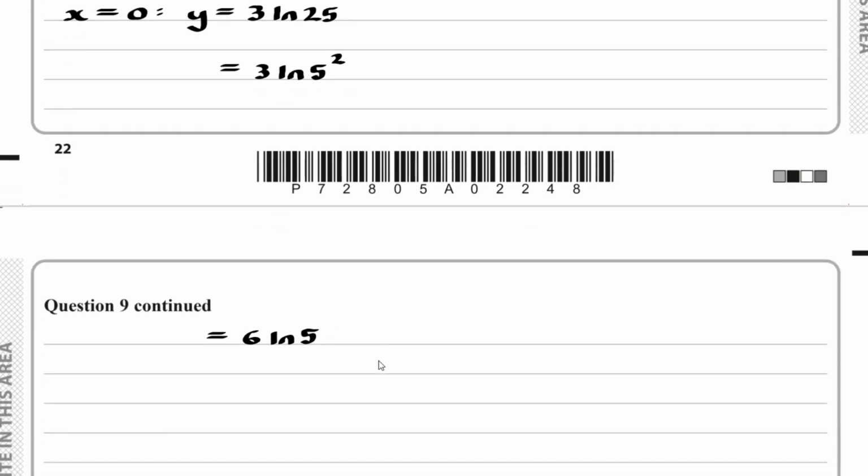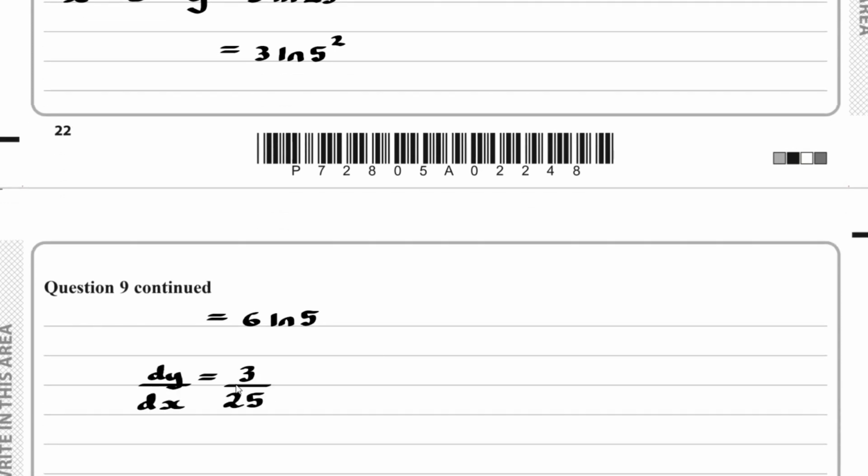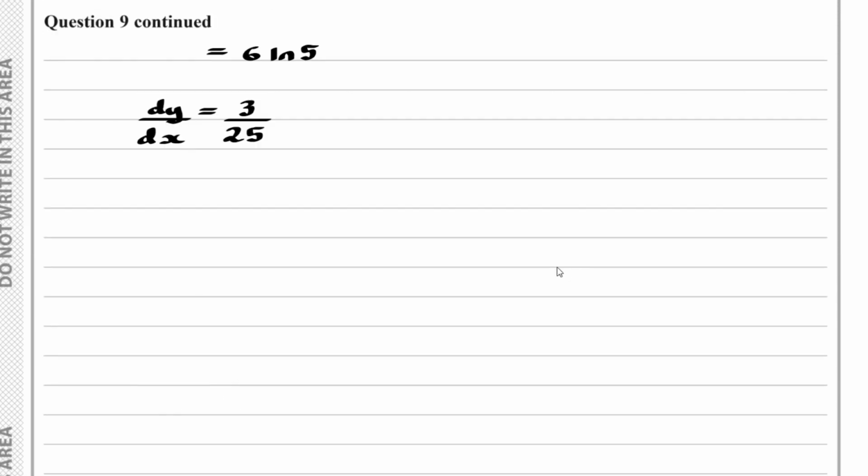I can also find out what dy over dx is when x is 0. That will equal 3 over 25. So we have our gradient of the tangent, which is 3 over 25. We've got x equals 0 and y equals 6 times the natural log of 5. So we have y subtract 6 times the natural log of 5 equals 3 over 25 multiplied by x subtract 0.